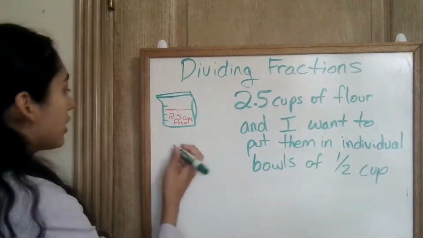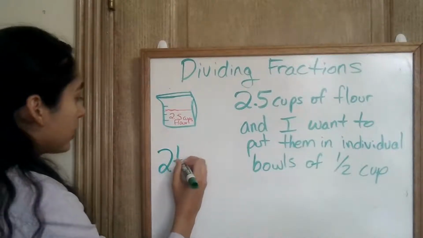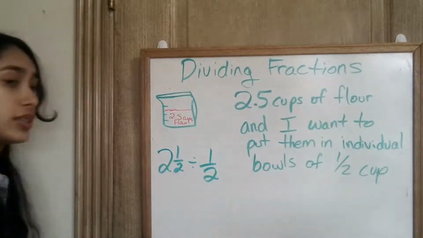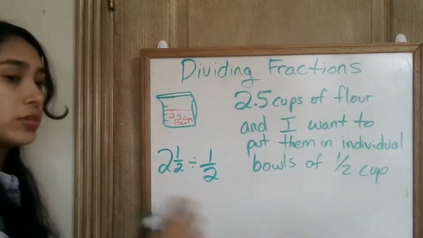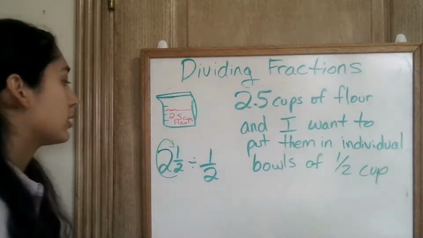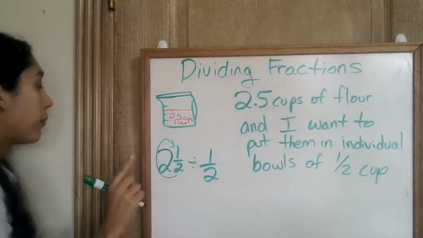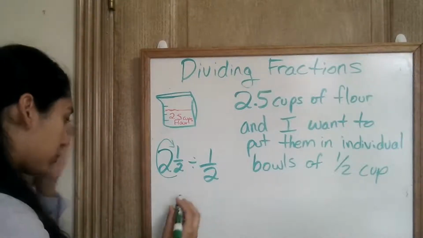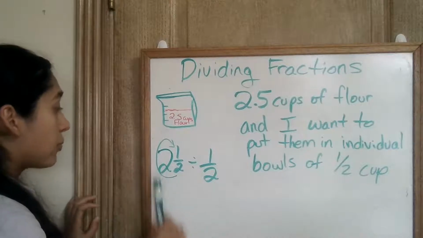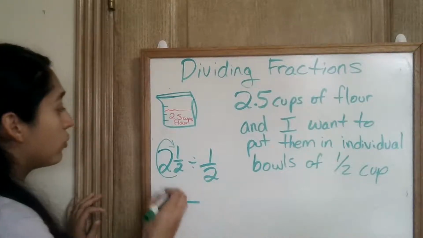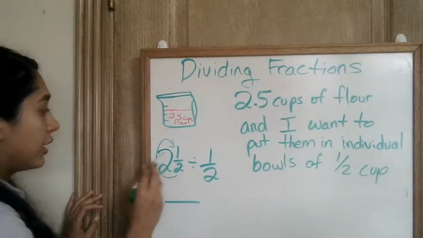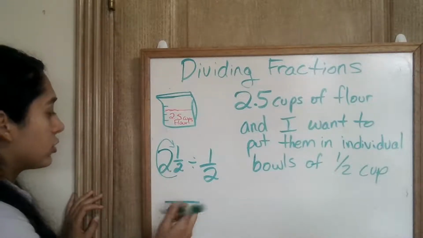The problem might be set up like 2.5 divided by half a cup size container. Okay, this is a little bit more difficult to work with. Let's go ahead and turn this into a proper fraction. So knowing when we're converting from improper to proper, we know that we will multiply the whole number by the denominator and then get that value and add it to the front.